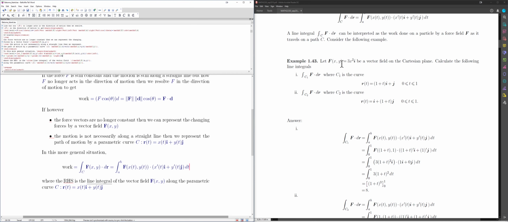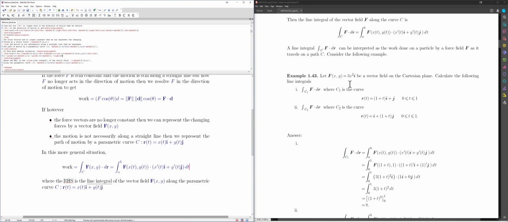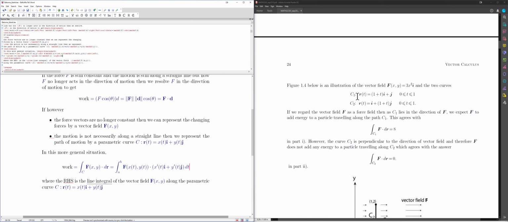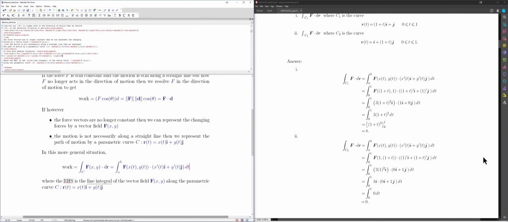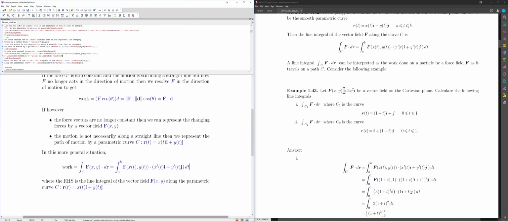I'm given this vector field over here. In a minute or so I'll do the interpretation, but let's focus on the calculations. This is a vector field, 3x squared i. This particular vector field is a little simple because it doesn't have any j component, which means it's a horizontal vector field.